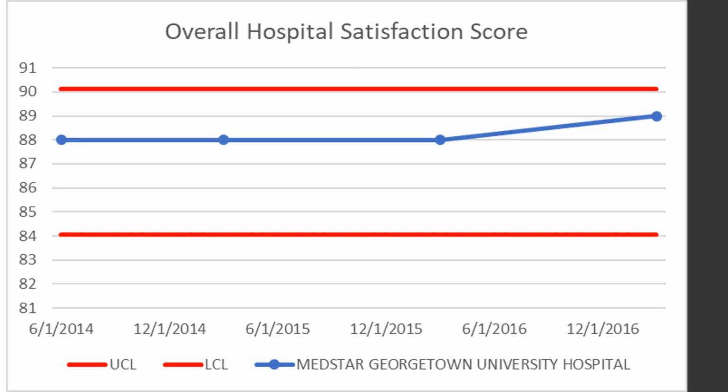Our final measure is the overall hospital satisfaction score, and this is taken over time from 2014 to 2016. The results of this control chart show that our hospital satisfaction score for Georgetown University Hospital stayed the same or about the same from 2014 to 2015. However, it slightly increased from 88 to 89 from 2015 to 2016. Although there was a slight increase towards the end of the year, these scores stayed within the control limits.